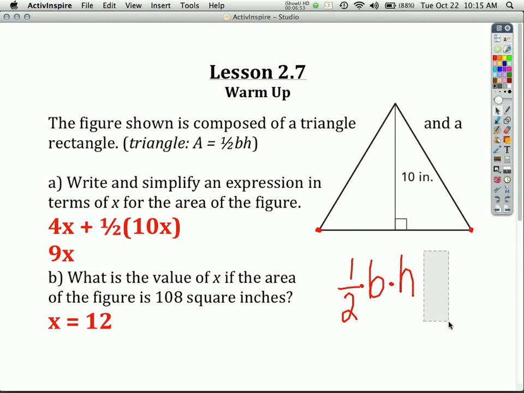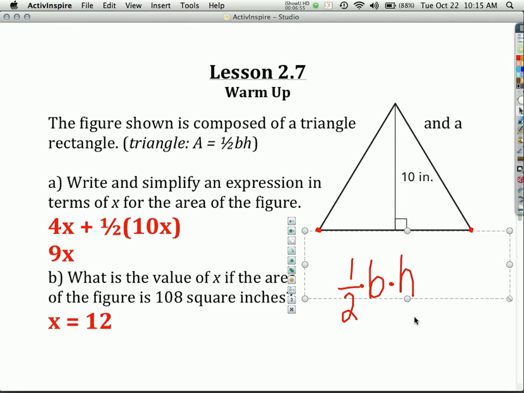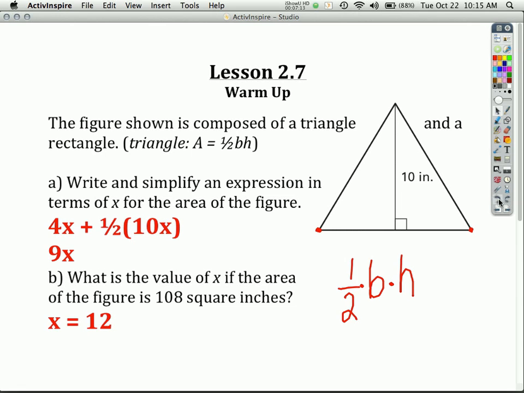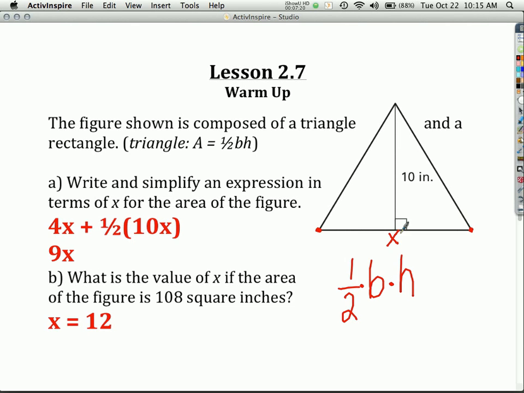So if I take away my whiteout, now you can see that this X is the same as this because that's the definition of a rectangle. This side and this side are equal to each other. So her explanation was fantastic. This is X. So now we have the base.